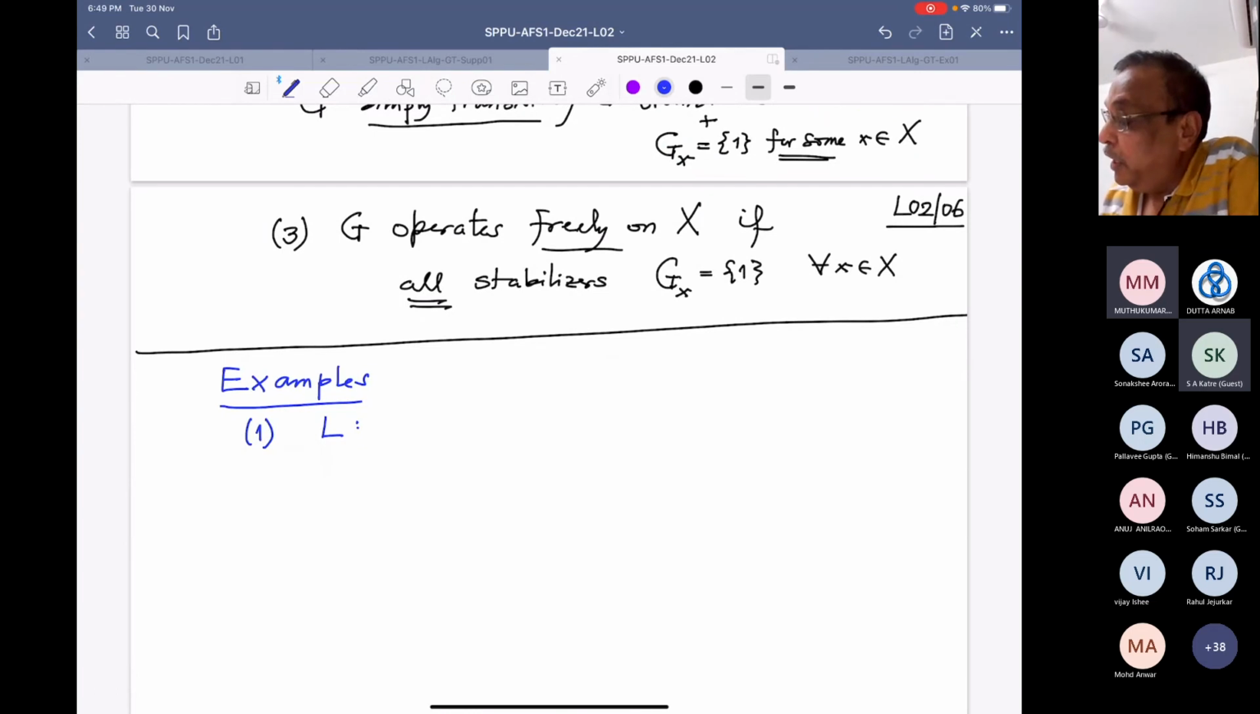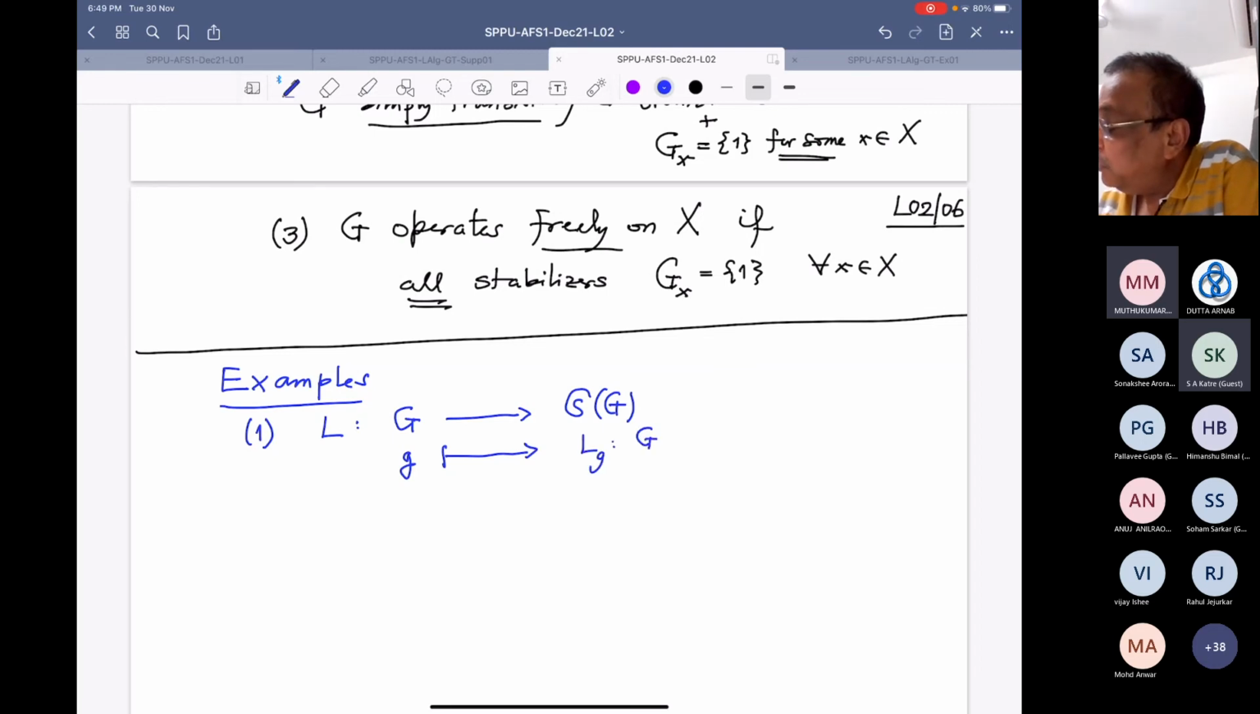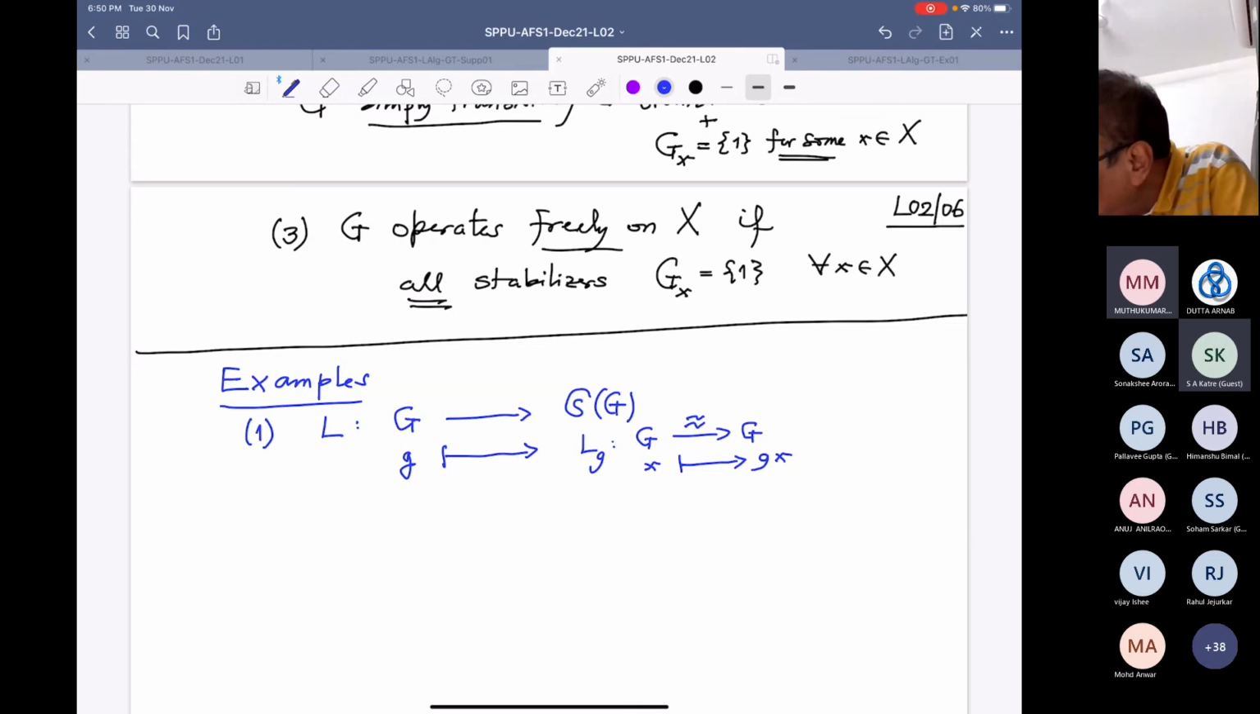So I will not write down, but let us look at the Cayley operation. G is operating on G itself, right? Now I am writing an action homomorphism. So what is that? G is mapped onto L_g, and L_g is a translation by g. So it's a map from G to G, where any x goes to gx. First of all, note that this map is bijective. So this map indeed makes sense. This is a bijective map.